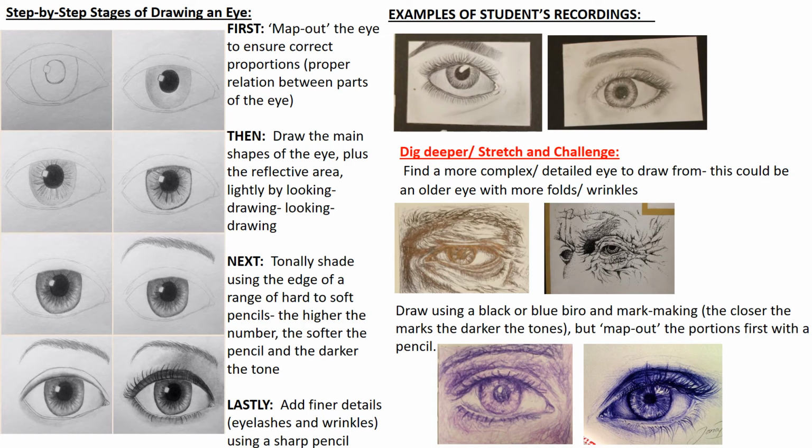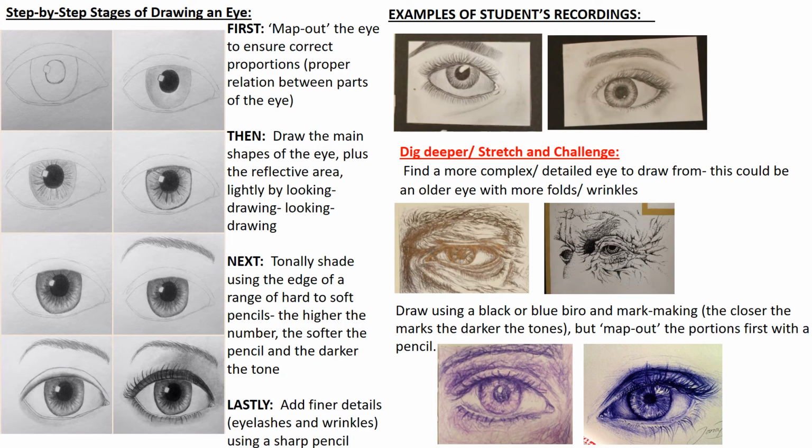When you've got this correct, then you'll draw the main shapes of the eyes plus the reflective area lightly by looking, drawing, looking and drawing, looking and drawing. I can't emphasize that enough, and always draw very, very lightly. Next, tonally shade using the edge of a range of hard to soft pencils. The higher the number, the softer the pencil and the darker the tone, remember. Then lastly, add finer details, so eyelashes and wrinkles using a sharp pencil.